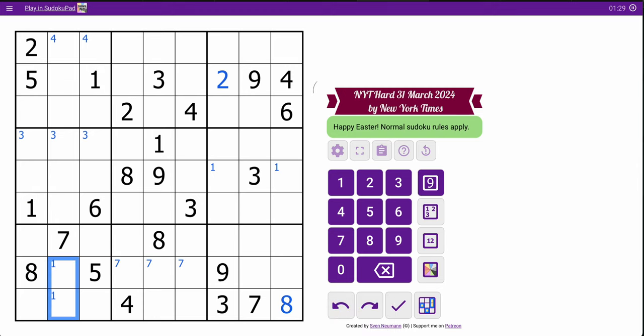See, 1's there in column 2. 5's in one of these 3. 2, 1. Oh. 2, 5, 1. Oh, I can't do anything with 2.